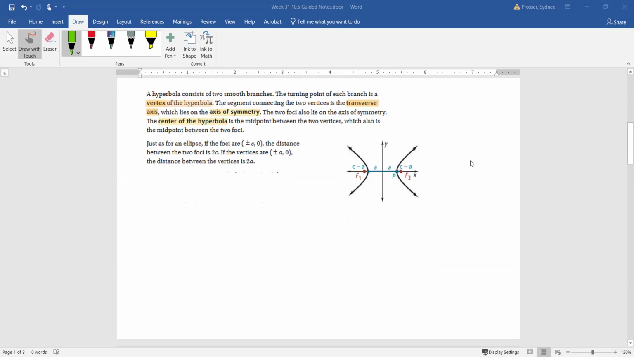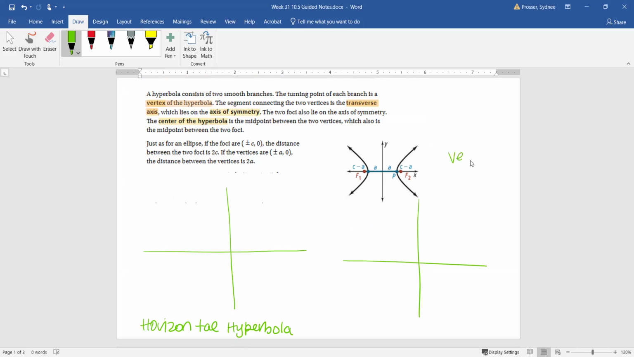Similarly to an ellipse, we can either have a horizontal hyperbola or a vertical hyperbola. So let's draw here. We can have a horizontal hyperbola or a vertical hyperbola. Okay. So it says a hyperbola consists of two smooth branches. The turning point of each branch is a vertex of the hyperbola. Okay. So our horizontal hyperbola looks like this. And where it's intersecting there, the turning point is our vertex.